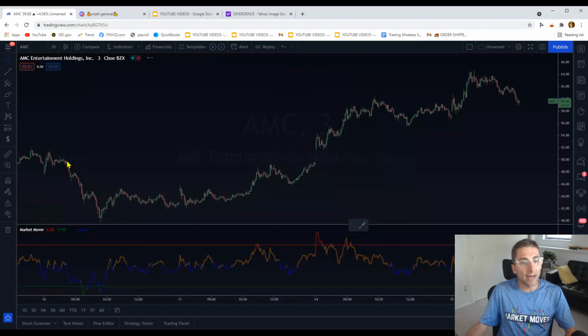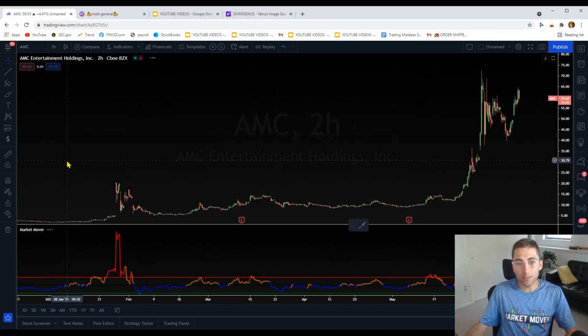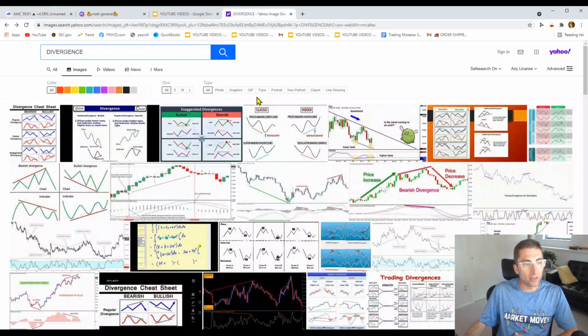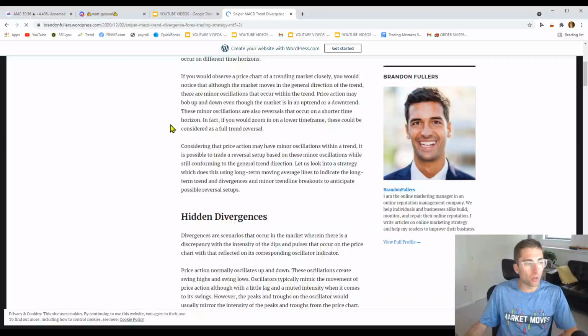And we're going to be going over AMC to show you how you could plan the tops and the bottoms and ride all the waves on AMC, because this is a perfect example of this stock and showing divergence. So first off, there's a couple types of divergences. There's hidden, and then there's just regular divergence. And I'm going to show you what those look like, and we're going to go through both examples.